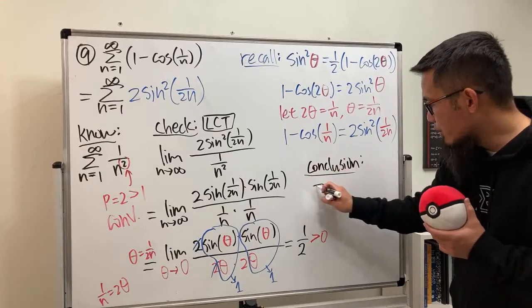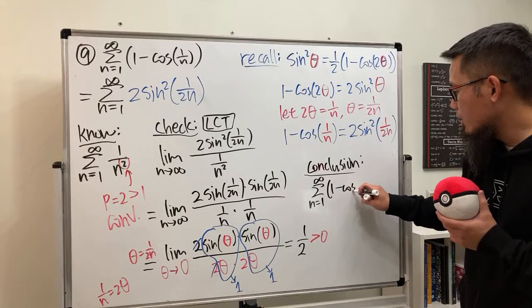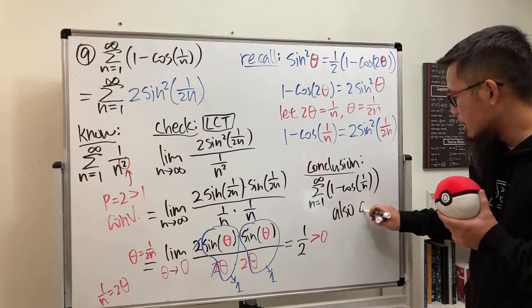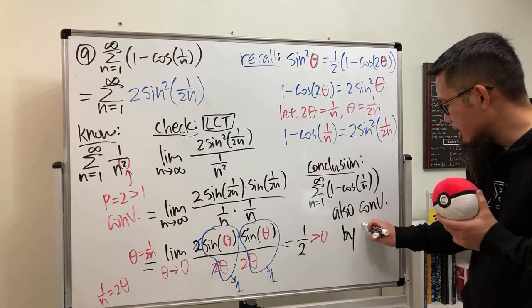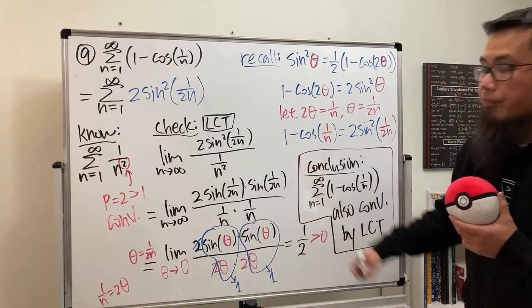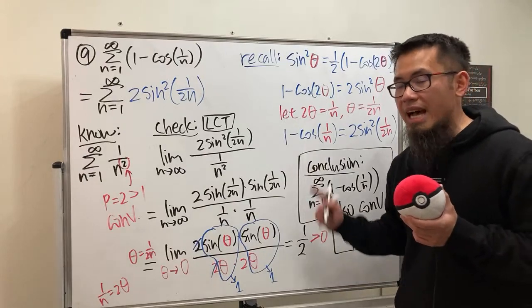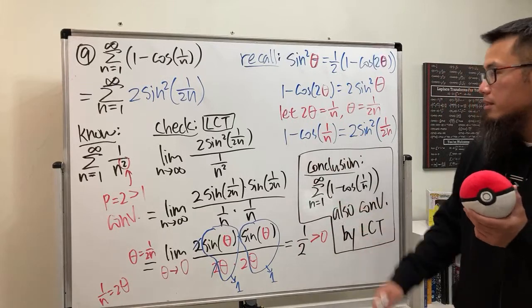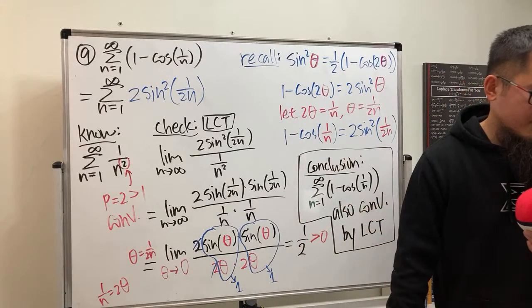The original series, as n goes from 1 to infinity, of 1 minus cosine of 1 over n, also converges by the limit comparison test. So you see, this is actually the answer, not the one that we got earlier. That's why I crossed out the blue one, right? So have a look at that. This is one of the harder ones.